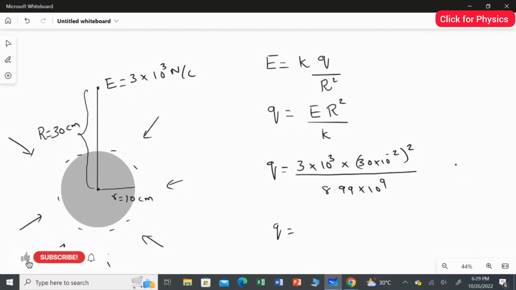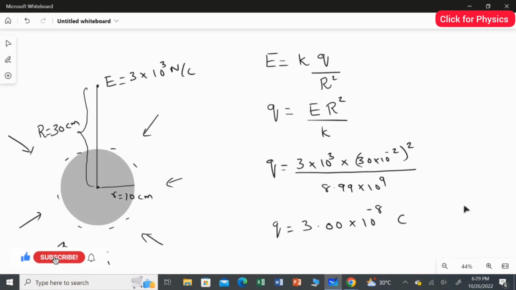So now I'm going to find the value of the charge. Better we can calculate by using the calculator. So 3 10 to the power of 3 multiplied by 30 10 to the power of minus 2 the whole square divided by 8.99 10 to the power of 9. So what answer did we get? 3.00 multiplied by 10 to the power of minus 8. And what's the unit for the charge? The unit for the charge is Coulomb.